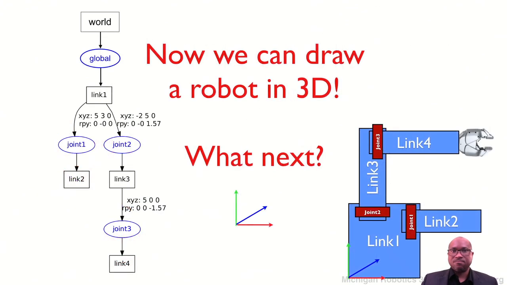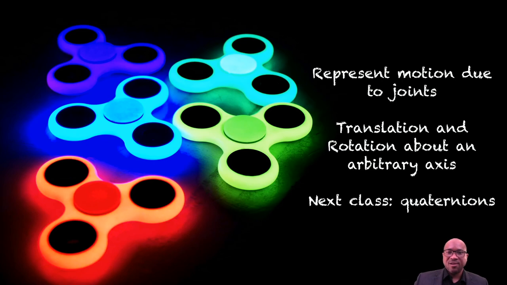And so now we can draw a robot in 3D. What's next? What have we not done? Well, you remember we need to come back and revisit how we can consider motor rotations, and so we're going to think about how we can represent the motion due to joints, and also the translation about some arbitrary axis. Translation might be easy to express in terms of motion about an axis, but rotation is going to take a little bit more insight.